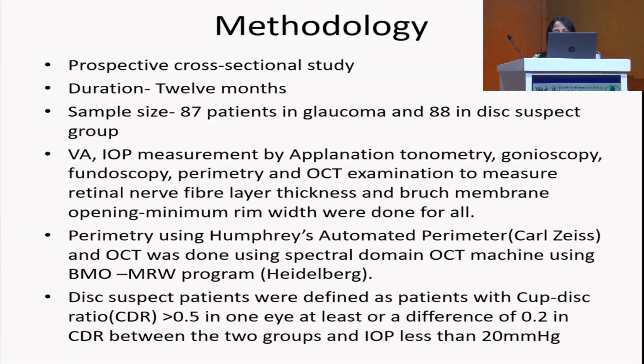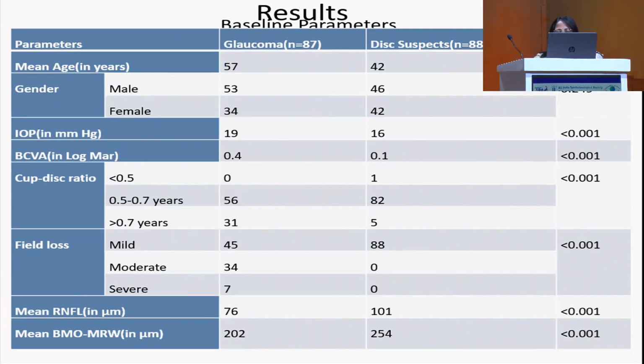A comprehensive ophthalmological examination was done for all. Glaucoma suspect patients were defined as patients who had a cup disc ratio greater than 0.5 in at least one eye, or a difference of 0.2 between the two eyes, but they had an IOP of less than 20 millimeters of mercury. These are our baseline parameters, where there was a significant difference between both the groups except for gender.